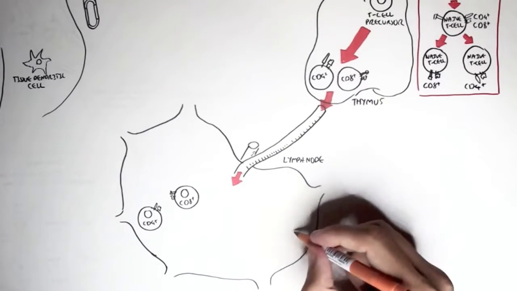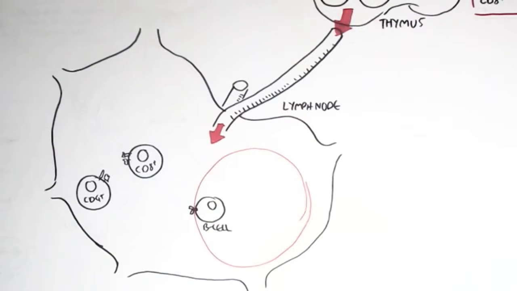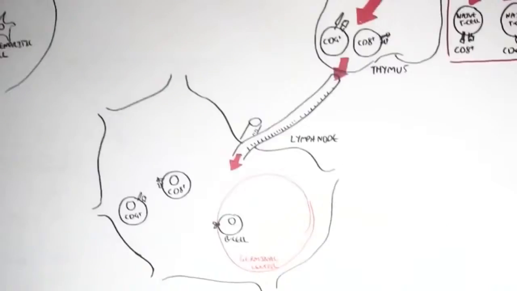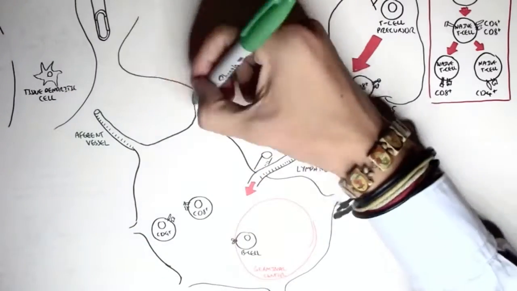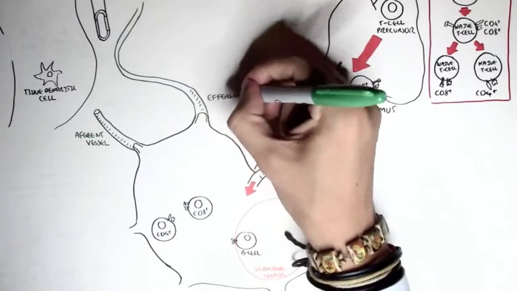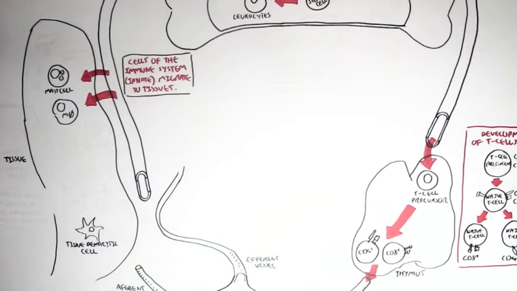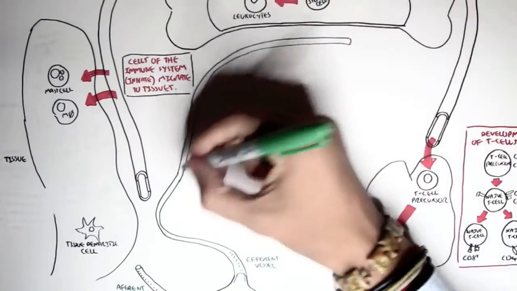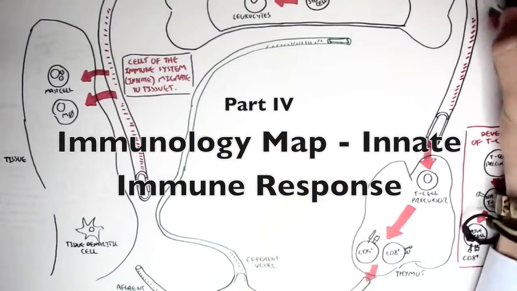And they're situated in the paracortex. And in the lymph node, we also have the germinal center, where the B cell has migrated to. And then we have the afferent vessels, which bring certain cells into the lymph nodes as well. And we have the efferent vessels, which bring activated leukocytes out of the lymph node, typically. Now, in this video, we are at part 4, I think. We are going to learn about the innate immune system.